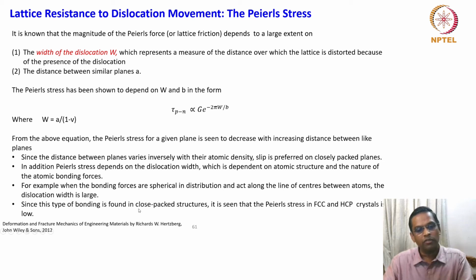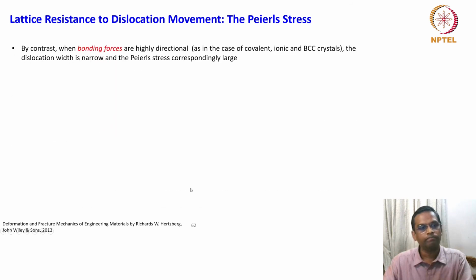Since this type of bonding is found in close packed structures, it is seen that Peierls stress in FCC and HCP crystals is low. By contrast, when bonding forces are highly directional, as in the case of covalent, ionic and BCC crystals, the dislocation width is narrow and the Peierls stress correspondingly large. Very sharp connection between the very basic deformation characteristics and its bonding nature.